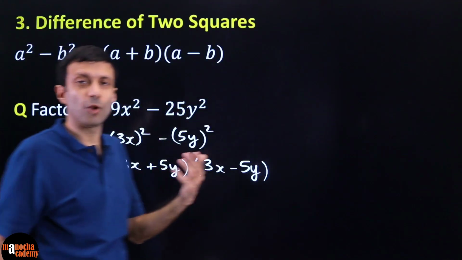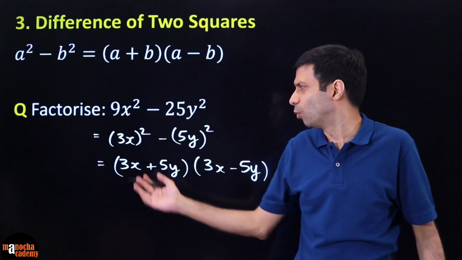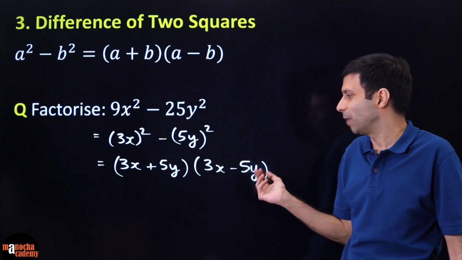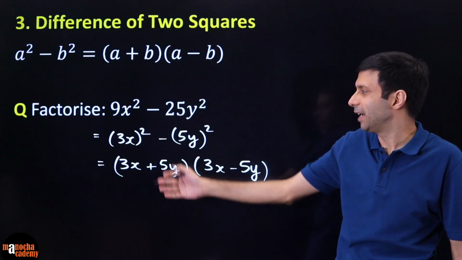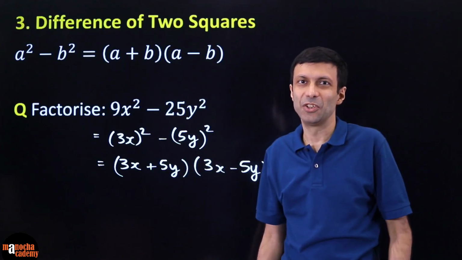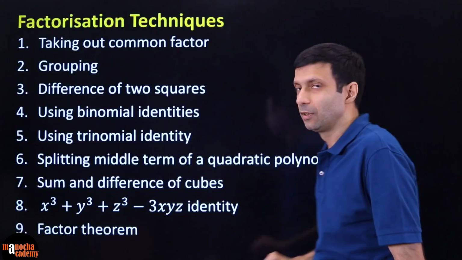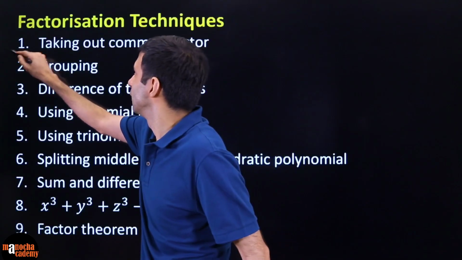So if you say it in your mind, you will never get it wrong. You won't write something wrong by accident. A plus b, right? 3x plus 5y, a minus b. Or you can write the formula on your side and compare it and then write it. So see, difference of two squares easily helps us to factorize it. So we have done the first three techniques here.